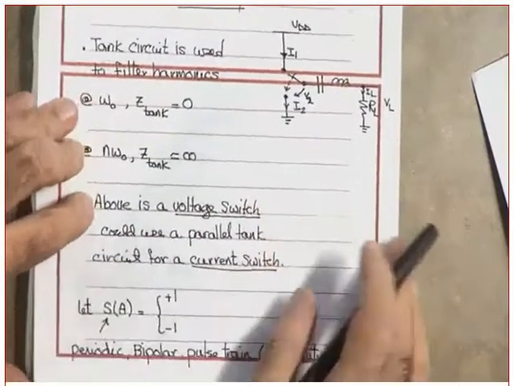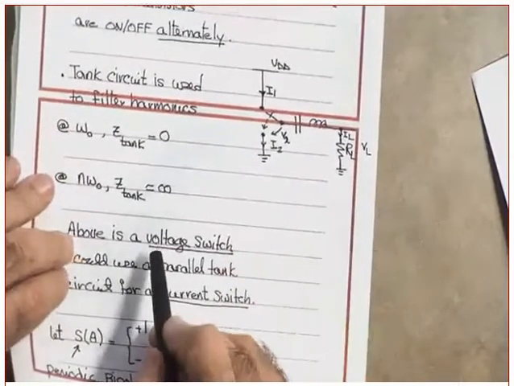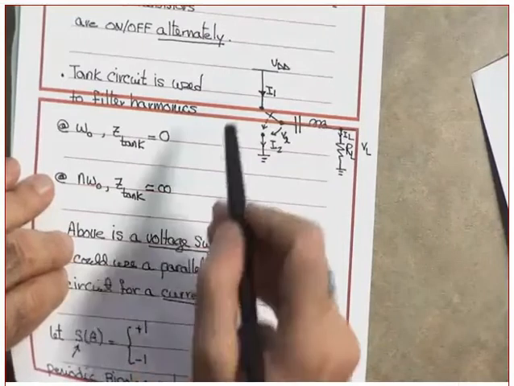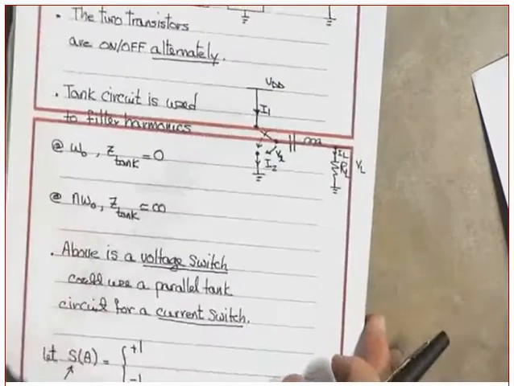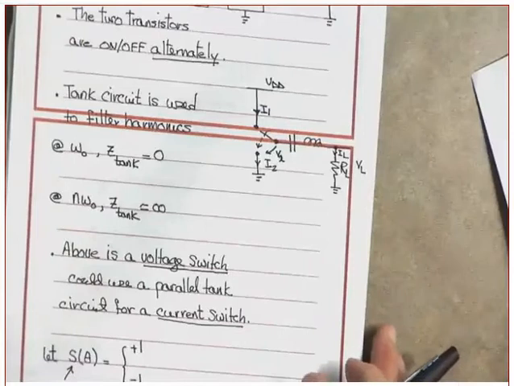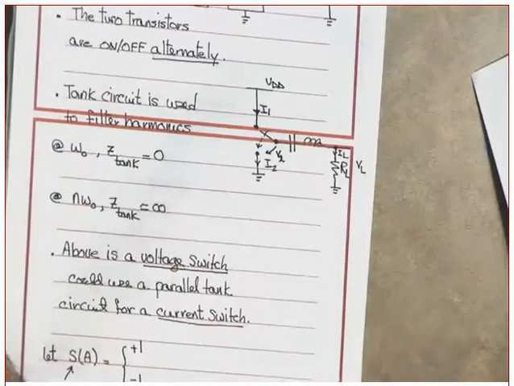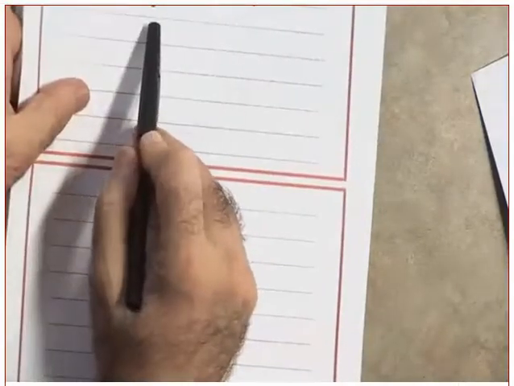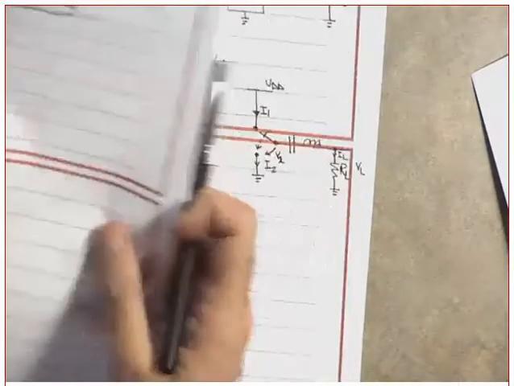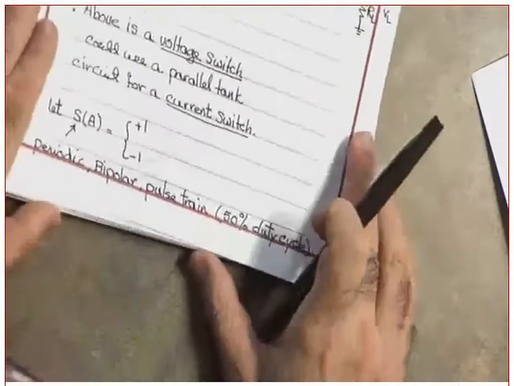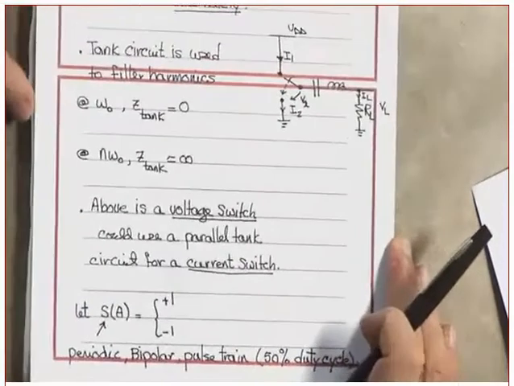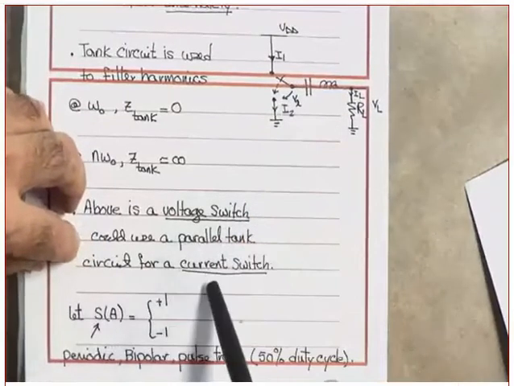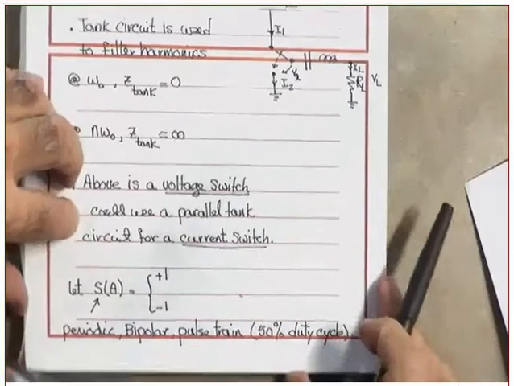Now, above, what did we call it? A voltage switch. Are you following me or not? We called it a voltage switch. Why? Because of the voltage. That's a voltage switch in figure two. Did you get this or not? Above is a voltage switch. Could we use a parallel tank instead of this? And then we call it a current switch. I'll explain that to you in just a second.